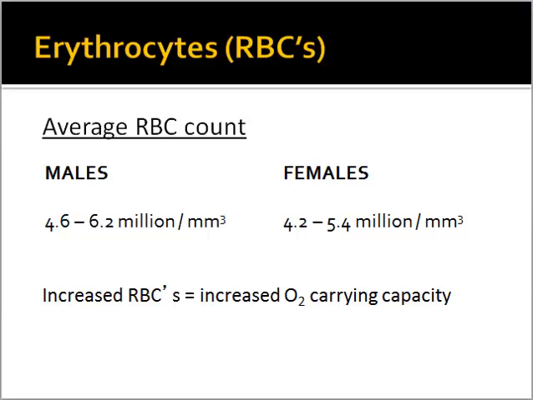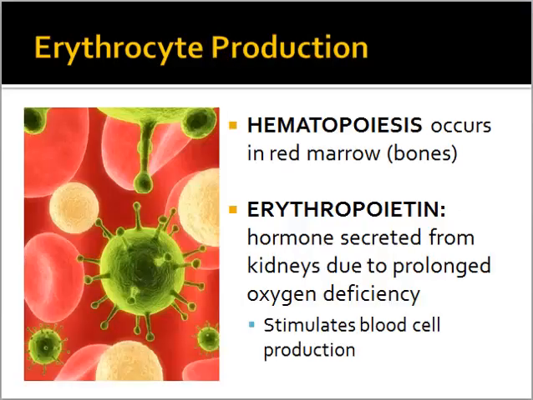Here's your typical red blood cell count, stuff that will be helpful in like a case study if you're doing that stuff. You'll see in a minute. And here's the production of red blood cells, or erythrocytes. The name for that is hematopoiesis. It happens in the red bone marrow, which we talked about in the skeletal system.